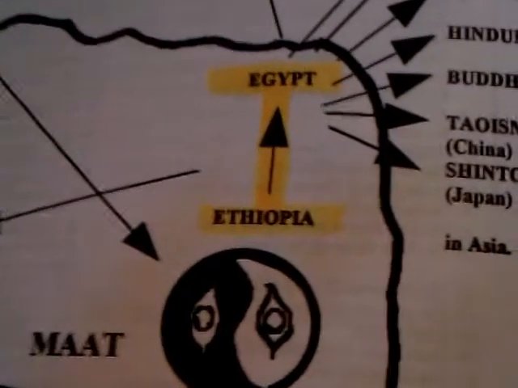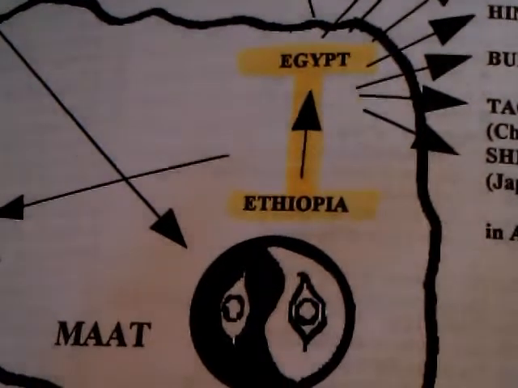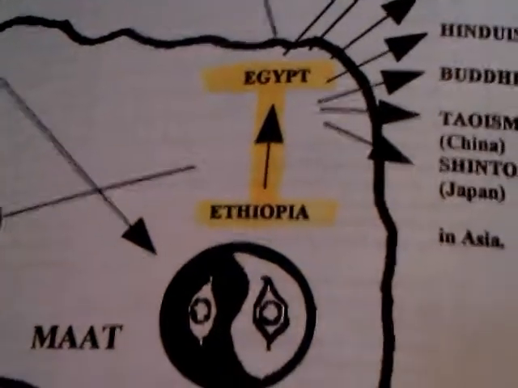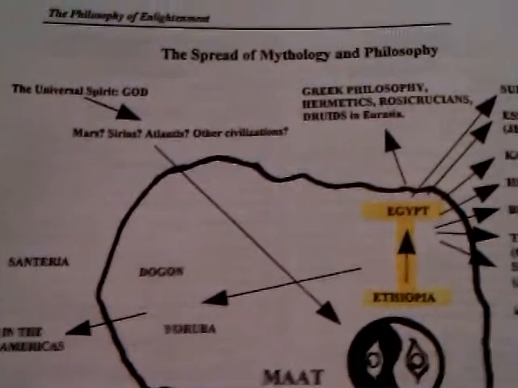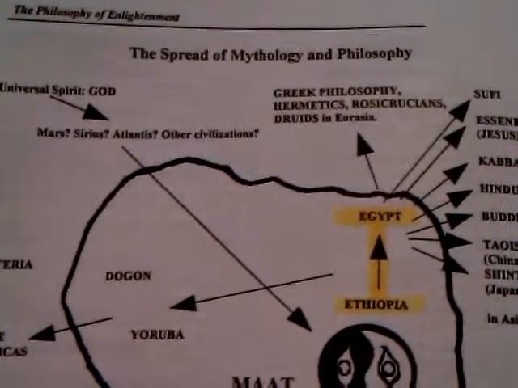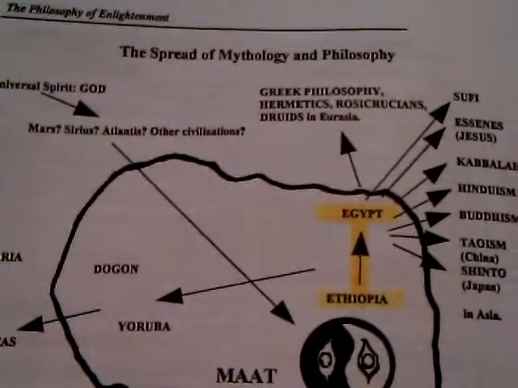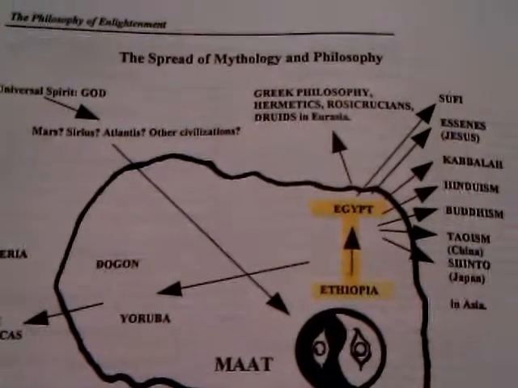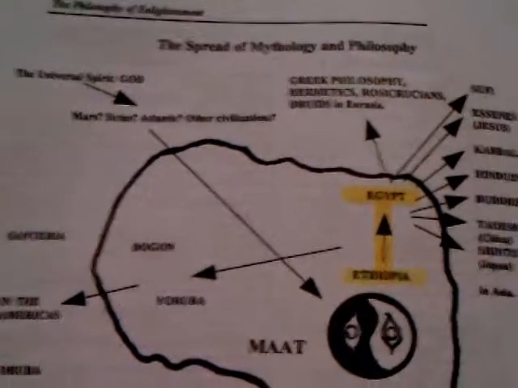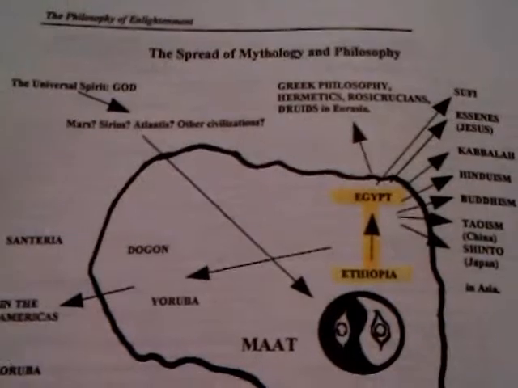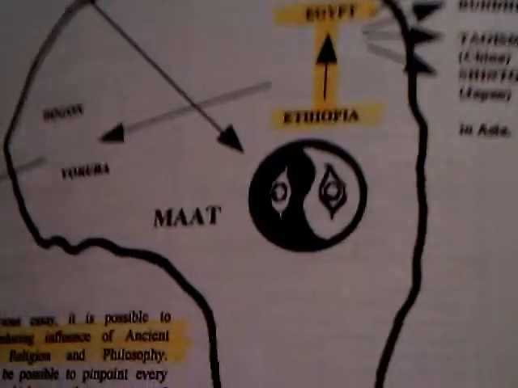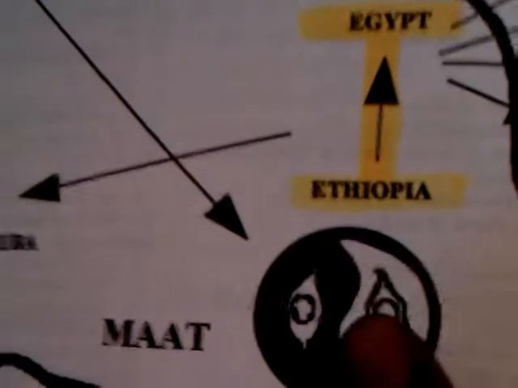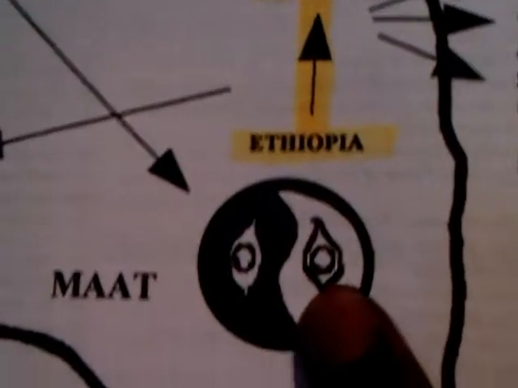Now this right here from Egyptian Yoga is one of the best explanations and charts that basically shows the spread of mythology and philosophy from ancient times to modern times and through the different cultures. Let's get to the root now. Okay, according to the root of this right here, we have Ethiopia.